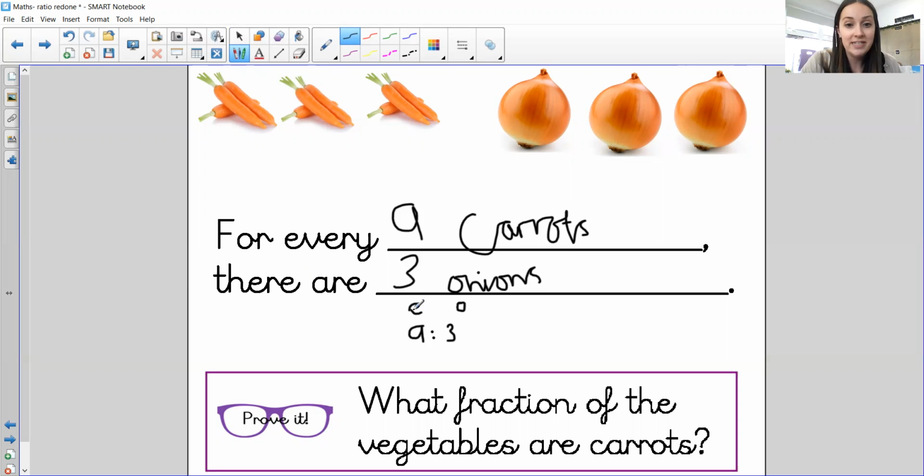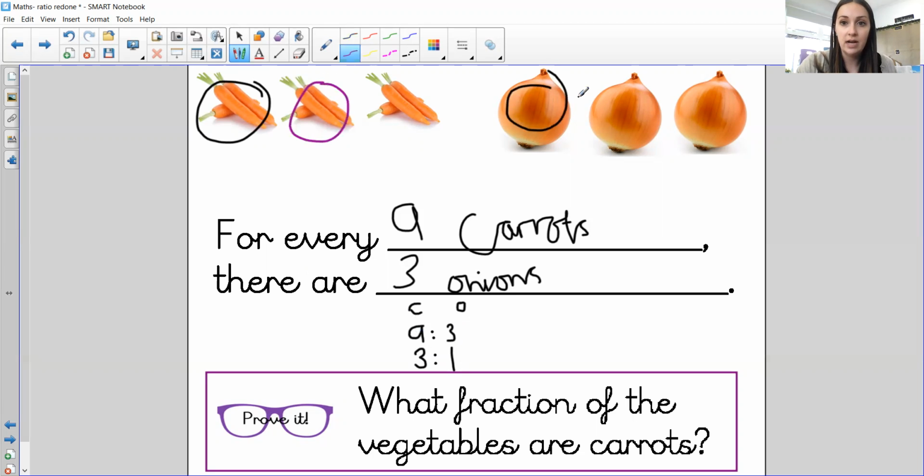Well, hopefully you can tell me that nine and three have a common factor, and that common factor is three. So we could divide nine by three to make three, divide three by three to make one. So for every three carrots, there is one onion. So those three carrots would go with that one onion. So this is the simplest ratio, the simplest way that we can write this, 3 to 1.